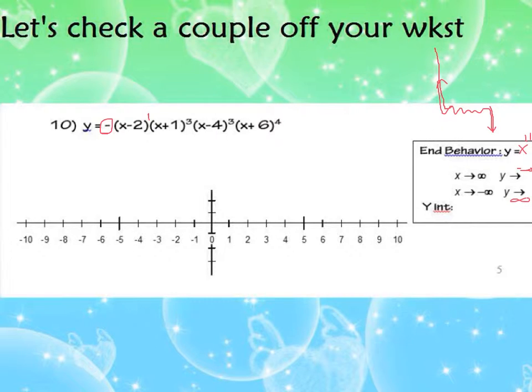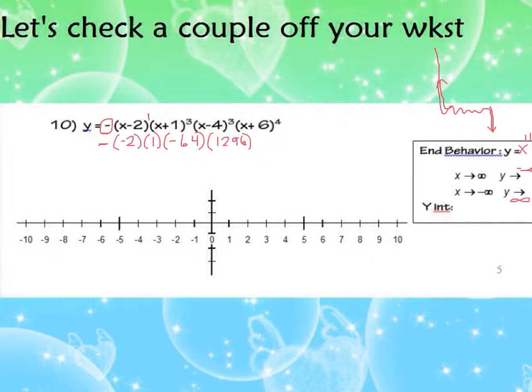As far as a y-intercept, I'm going to have this negative, and then put in 0, so that's going to be a -2. Put in 0, that's 1 to the 3rd, so that's just a 1. Put in 0, that's going to be a -4. To the 3rd power would end up being a -64. And then the last one, put in 0, I'd have a 6 to the 4th power, which is going to get me a 1296.